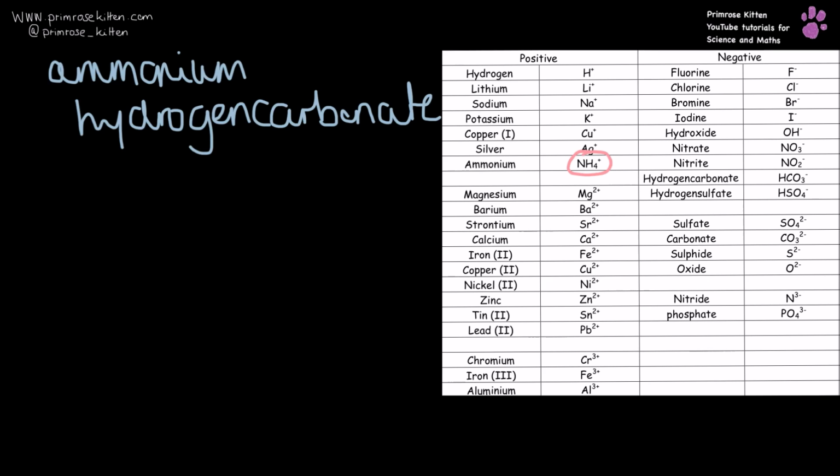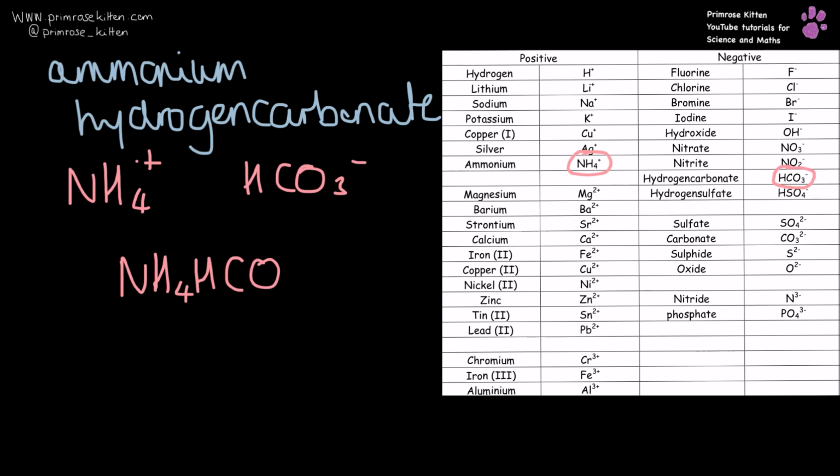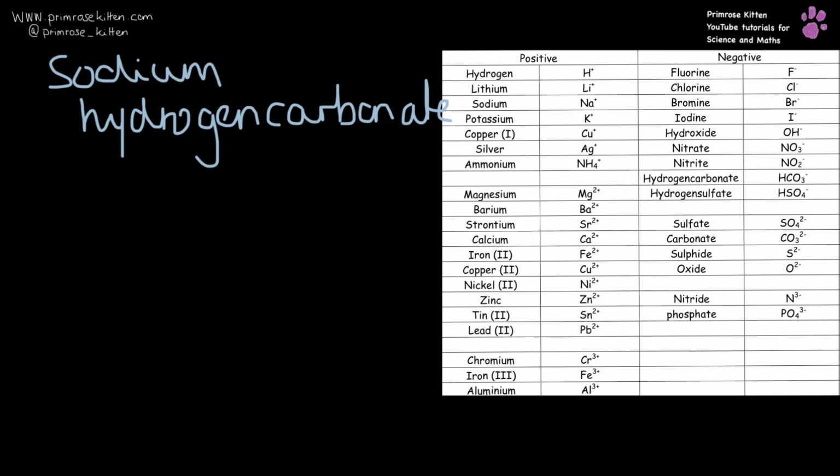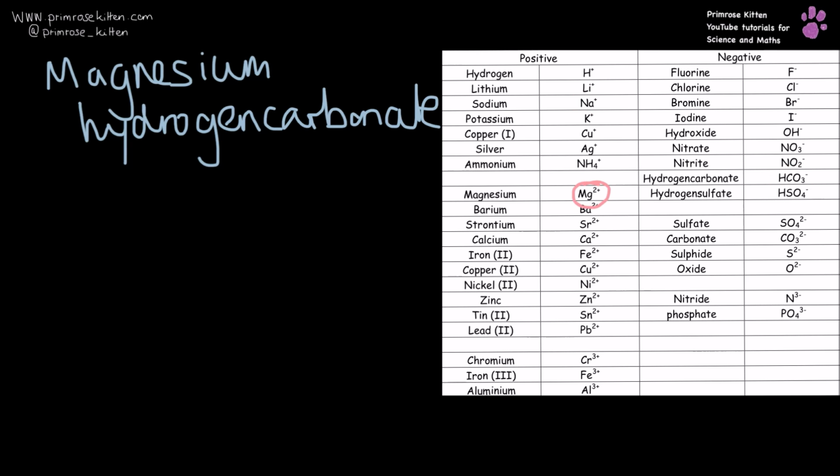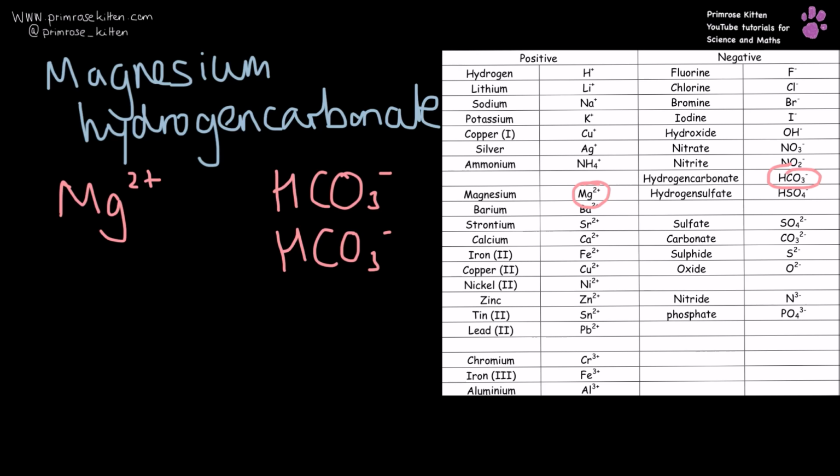Ammonium hydrogen carbonate, NH4+ HCO3-. 1 positive, 1 negative charge, so we can say NH4HCO3. Sodium hydrogen carbonate, Na+ HCO3-, 1-to-1 ratio. Magnesium hydrogen carbonate, Mg2+ HCO3-. We are going to need 2 hydrogen carbonates for every 1 magnesium. So we're going to get magnesium hydrogen carbonates.